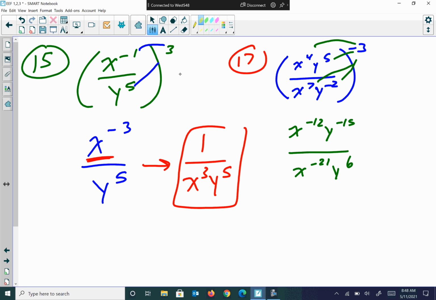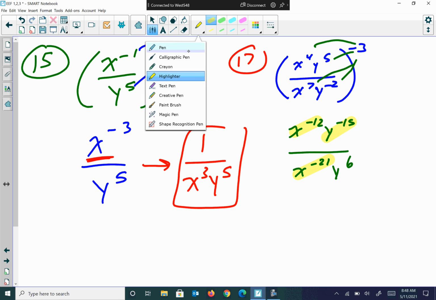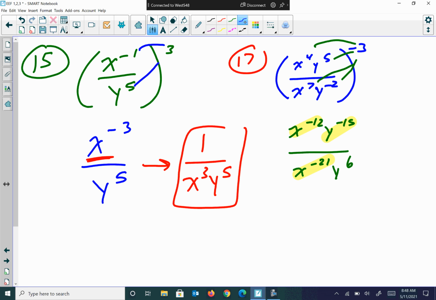So with that, all the negative exponents are going to switch locations. The y to the 6 on bottom is going to stay down there. Okay, didn't have a negative exponent. All right, so I'm going to get x to the 21st on top, x to the 12th on bottom, y to the 15 on bottom, and y to the 6th.